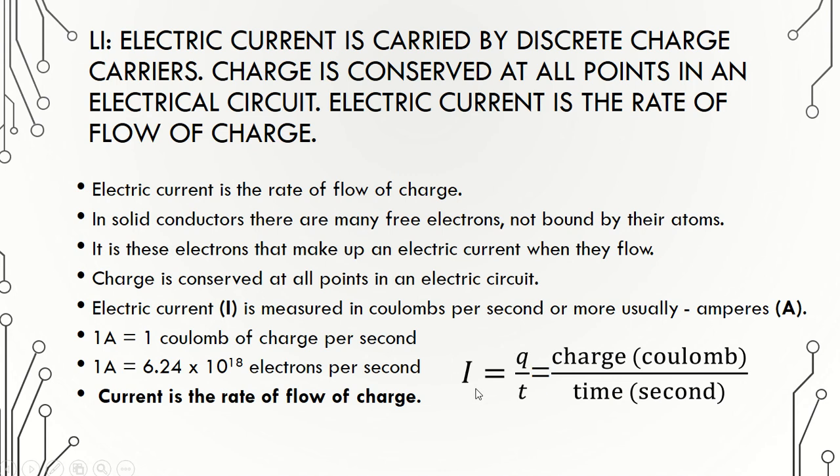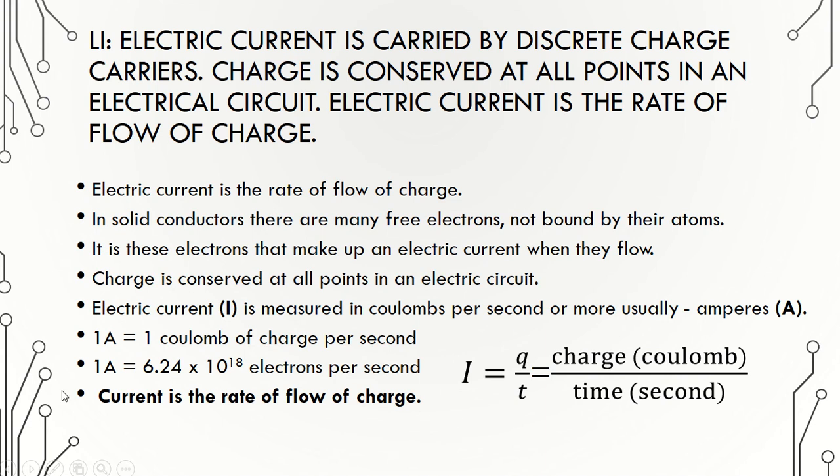So current is measured in coulombs per second, but this coulomb per second is actually called an amp, or an ampere. So 1 amp is equal to 1 coulomb of charge per second. And 1 coulomb of charge per second is a ton of electrons per second: 6.254 times 10 to the 18 electrons per second. So 1 amp is an absolutely massive number of electrons passing a point per second.